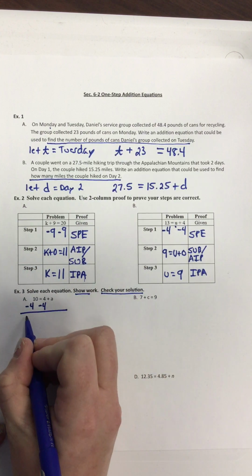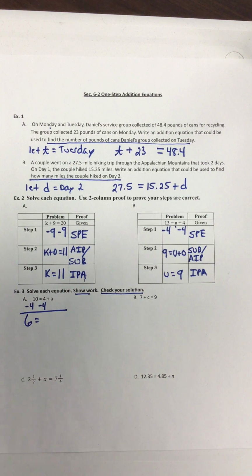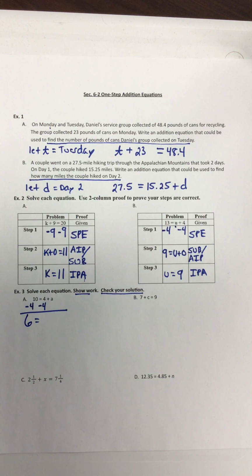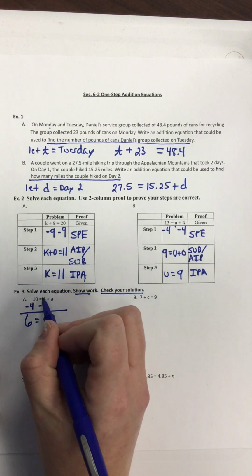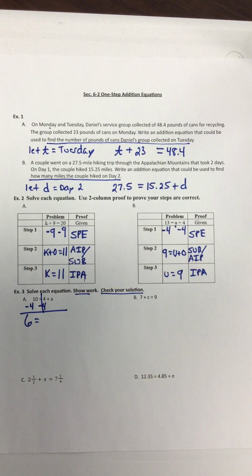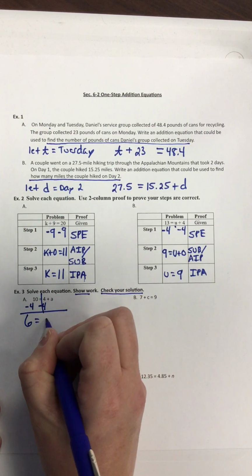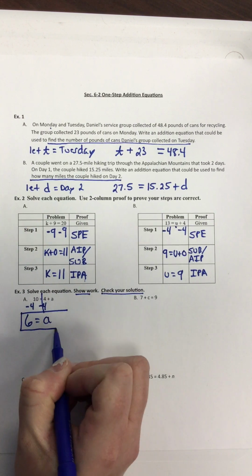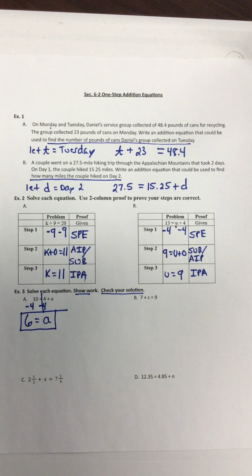10 minus 4 would be 6. Now, if I wanted to, I could show that step I showed there. Since I'm not going through that formal process of using that 2-column proof, I'm not going to show that. I'm just going to cross it out because I know 4 minus 4 is going to equal 0. That A drops down. And look, I've got A by itself. A is equal to 6. That's my solution. I showed my work.